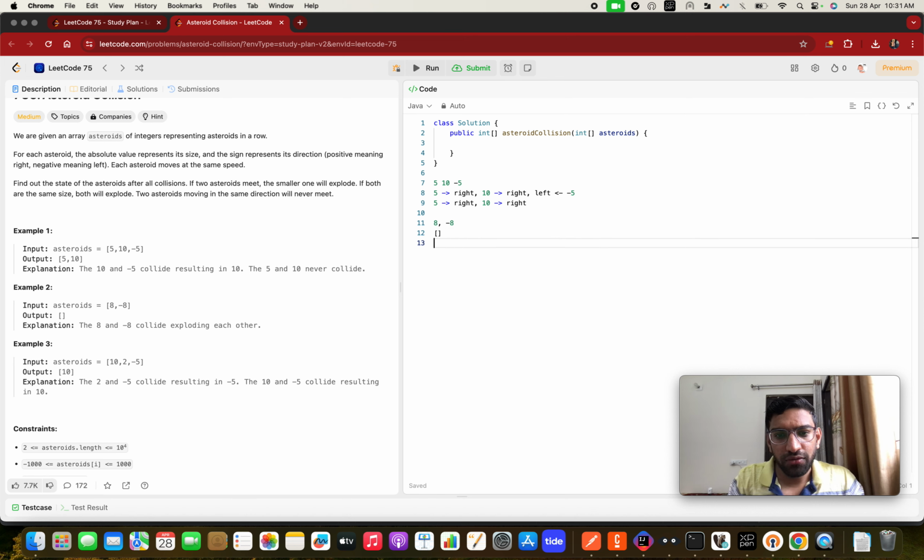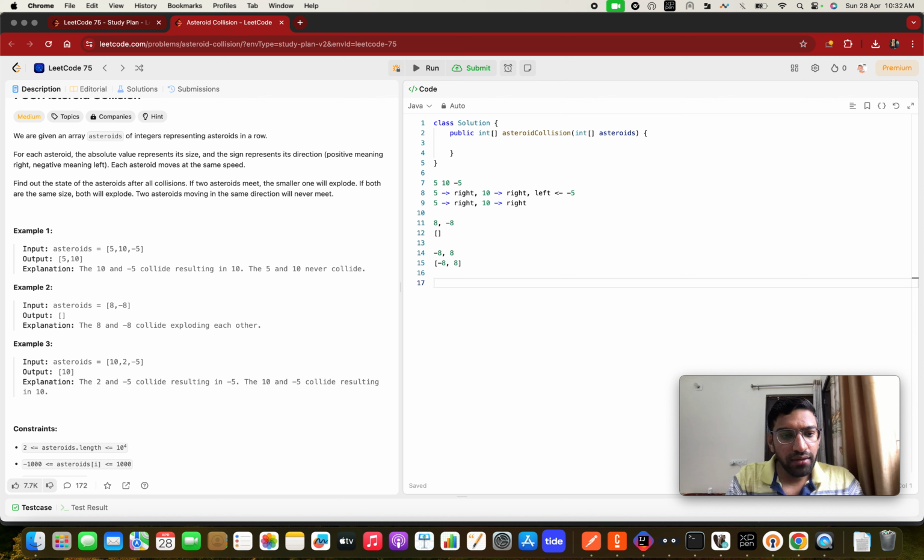Similarly, if I just swap these values, now the first asteroid is moving to the left direction and the second asteroid is moving to the right direction. So now also they will never explode. So the final output will be minus 8, 8. Here they are moving in the opposite direction. Here also they are moving in the opposite direction. But the first asteroid is already moving to the left direction, and the other one is moving to the right direction. So they will never cross paths with each other.